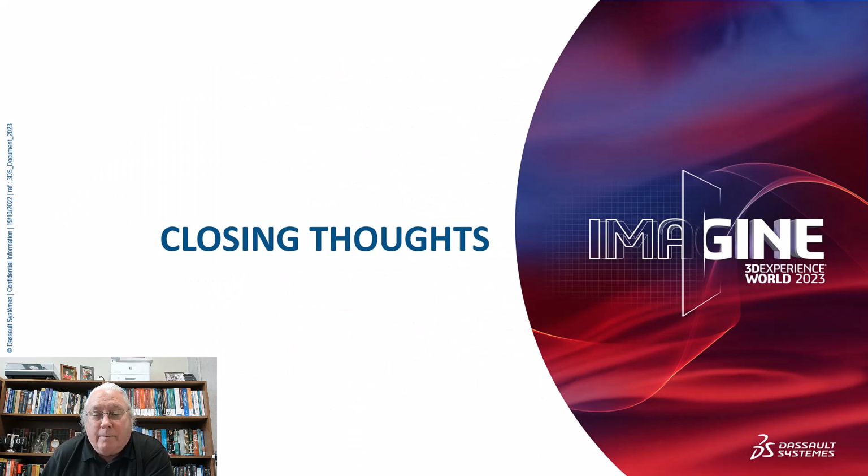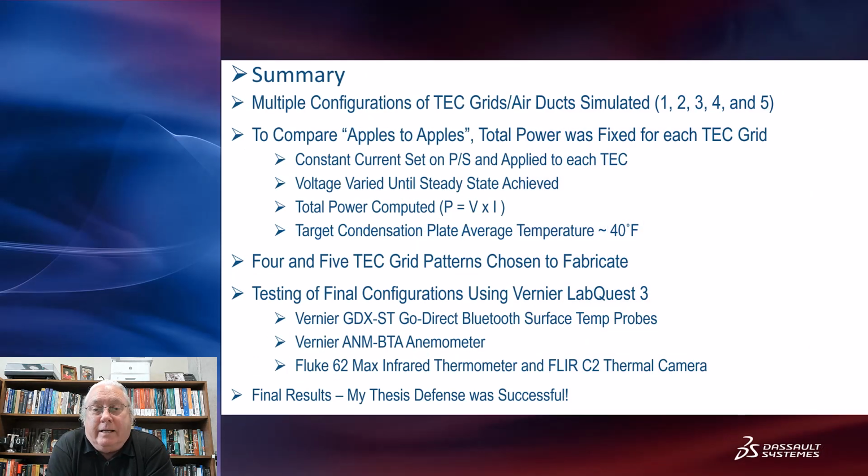Okay, so let's talk about some closing thoughts and what we found out. What I did was we did simulations. We actually did 1, 2, 3, 4, and 5. We started seeing that the larger number of TECs was giving better performance, so we built configurations using 3, 4, and 5 thermoelectric cooler grids. We added 5 because it looked like the performance was getting better going from 3 to 4, so we wanted to build one with 5.